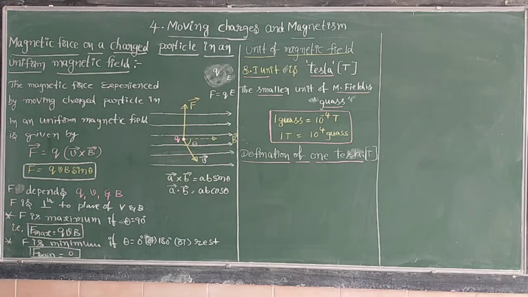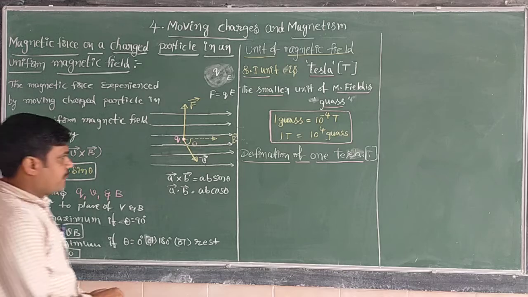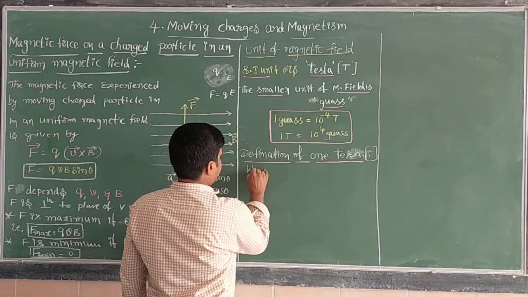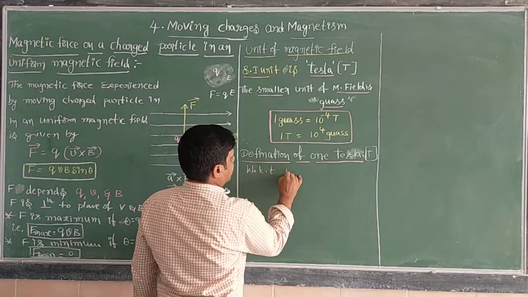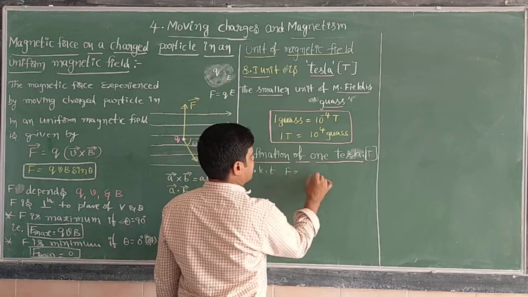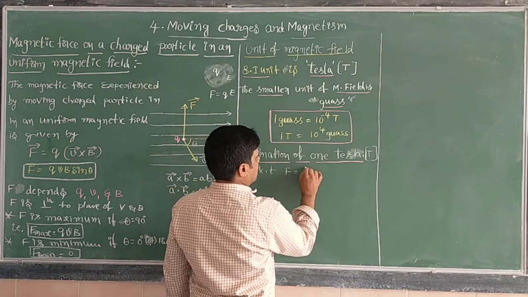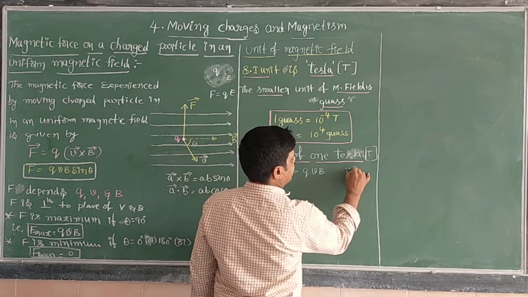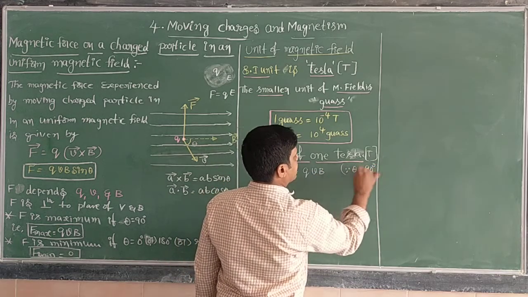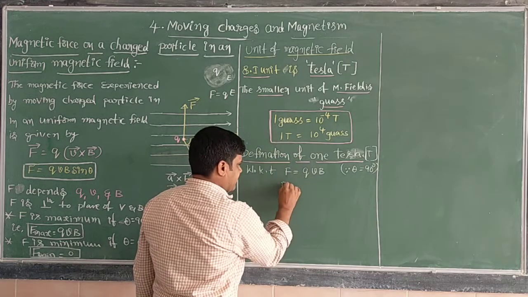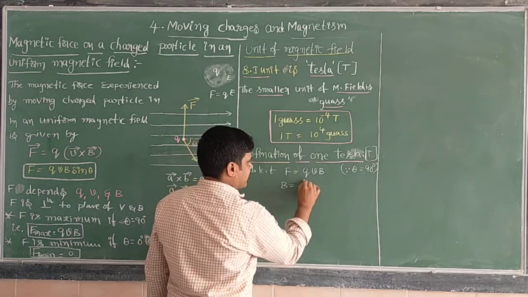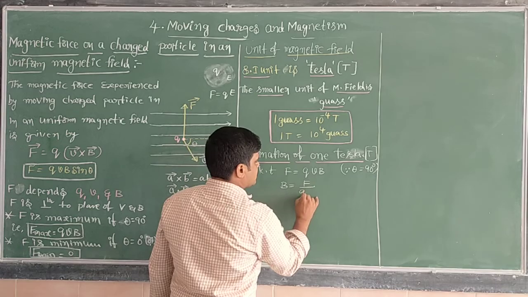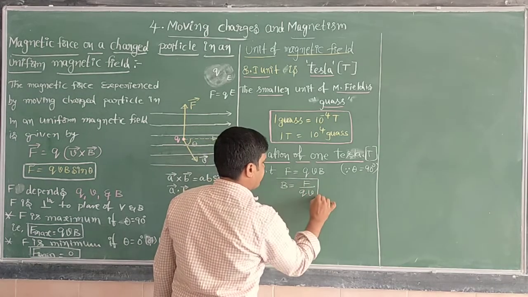F is equal to QvB. We know that the magnetic force experienced by the charged particle is equal to QvB, since sin theta with theta equal to 90 degrees. Now from this, the magnetic field B we can write as force per charge into speed.